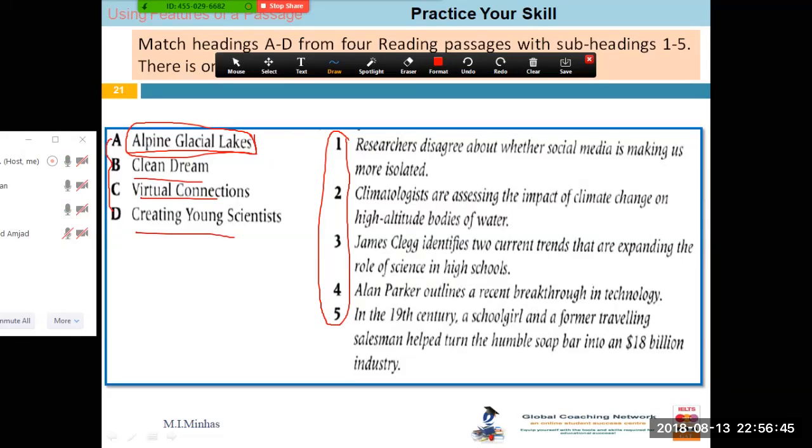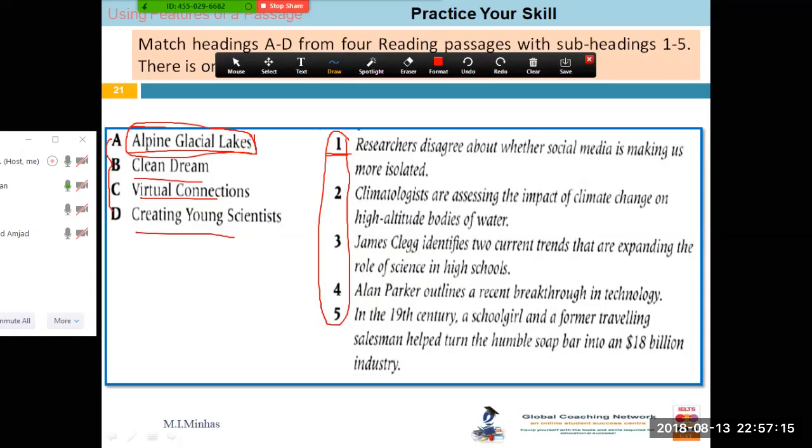Okay. Now let's read this thing. Can you read it, Abdurrahman? First heading. Alpine glacial lakes. Okay, fine. Whatever it is. Now, which subheading can relate to this? Read number one. Researchers disagree about whether social media is making us more isolated. Anything related to it?